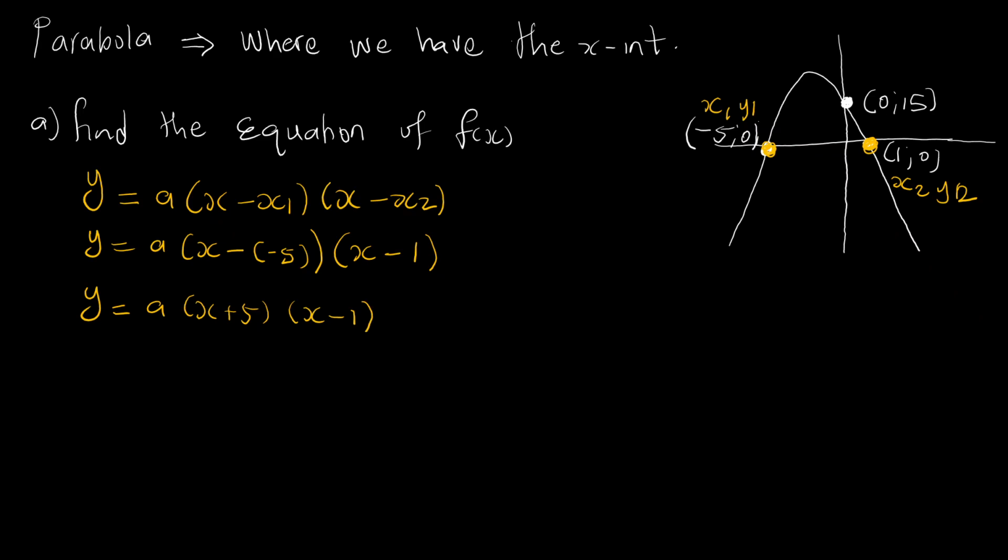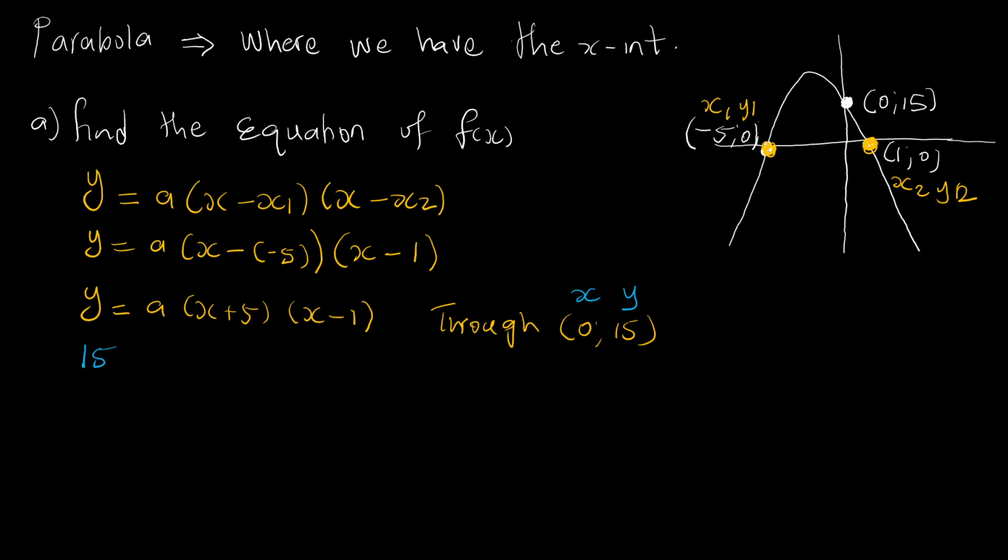So when you are given the x-intercepts, they will give you, most of the time, the y-intercept. Now we need to substitute any other point on the graph to find the value of a. This thing passes through the point (0, 15). So if it passes through the point (0, 15), what is my x? It's 0. And what is my y? It's just 15. So where there's x, we need to put 0, and where there's y, we need to put 15.